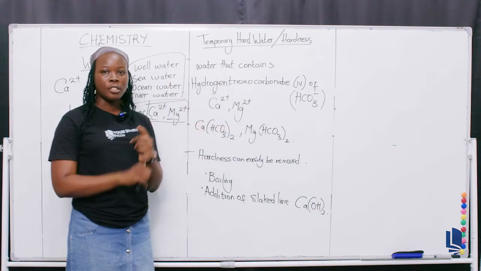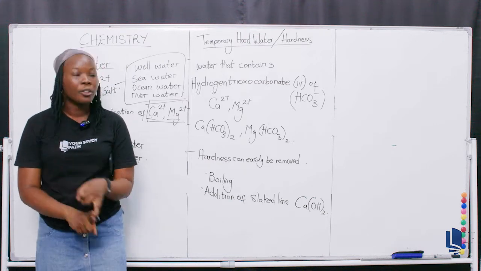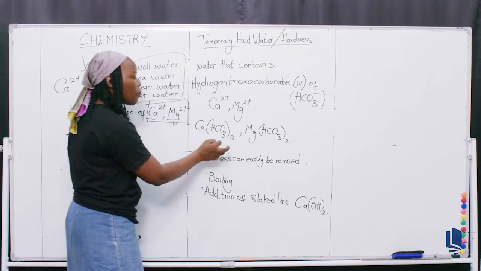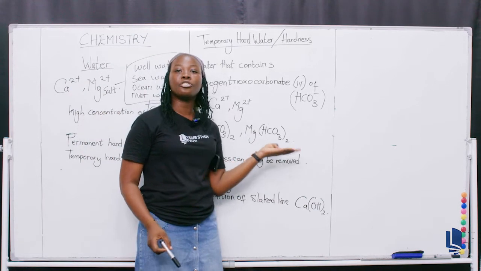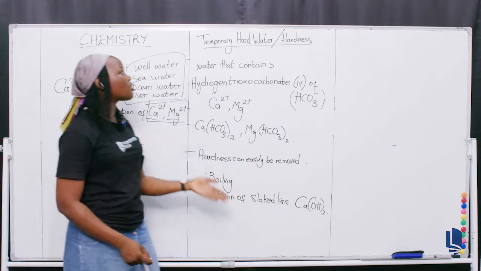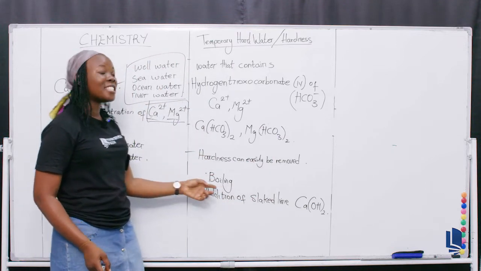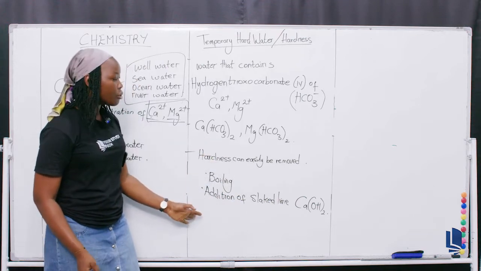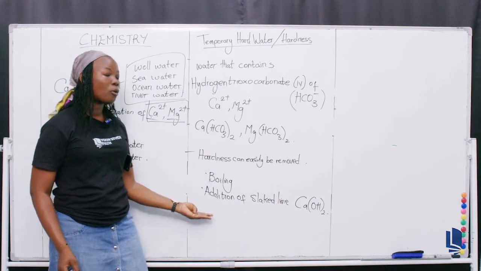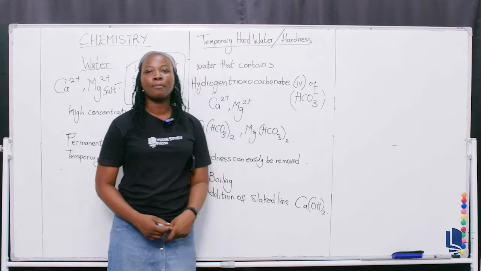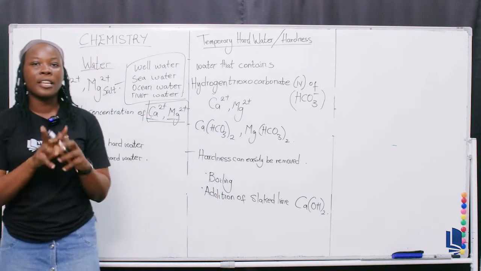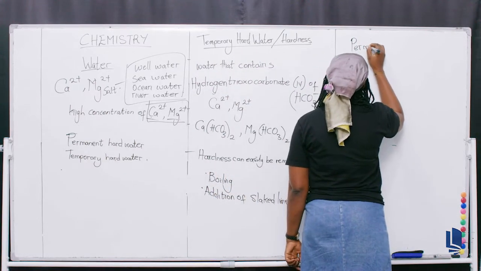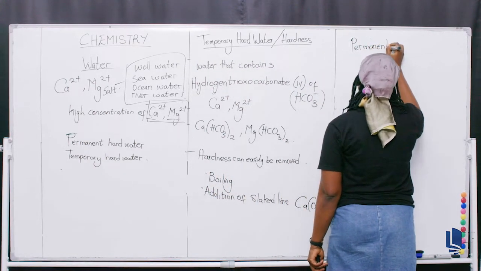Hard water contains calcium ion or magnesium ion. Temporary water will contain calcium hydrogen trioxocarbonate(IV) or magnesium hydrogen trioxocarbonate(IV). And it is called temporary because the hardness can easily be removed. How do we remove it? Boiling or addition of slaked lime. Now let's move on to permanent hardness. I'm sure there's no question. Or is there a question?